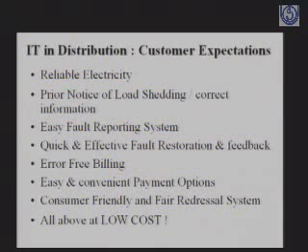Now, what does the customer expect out of the IT? The very first thing is, he wants reliable electricity. He wants prior notice of load shedding and correct information, an easy fault reporting system, quick and effective fault resolution and feedback, error-free billing, easy and convenient payment options, a consumer-friendly and fair addressable system, and above all he wants it at the lowest cost.